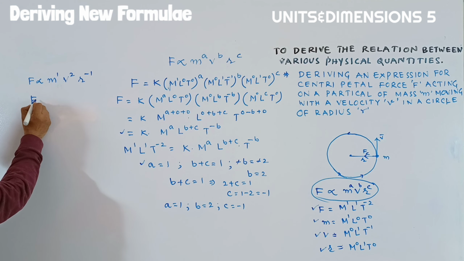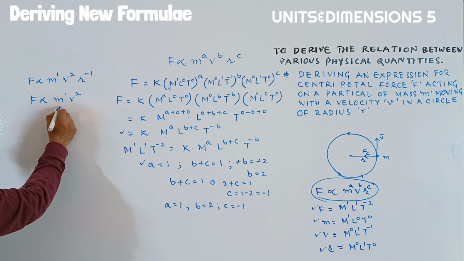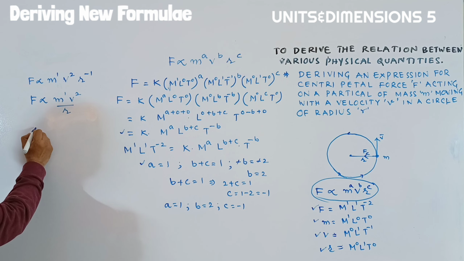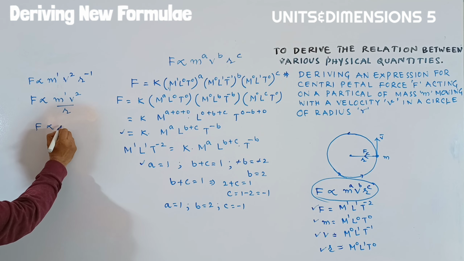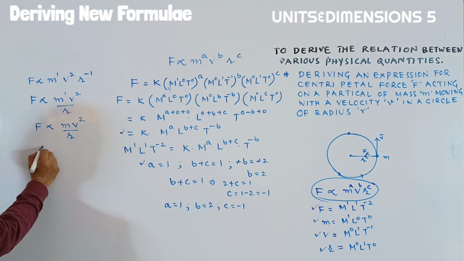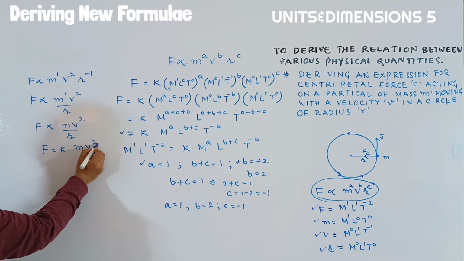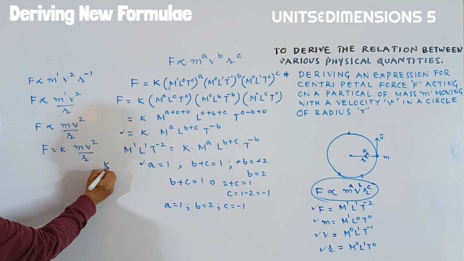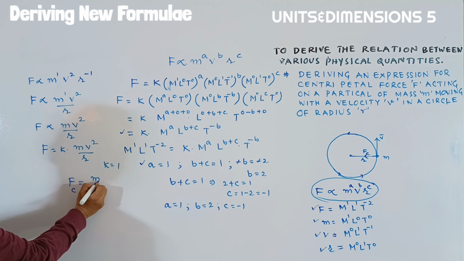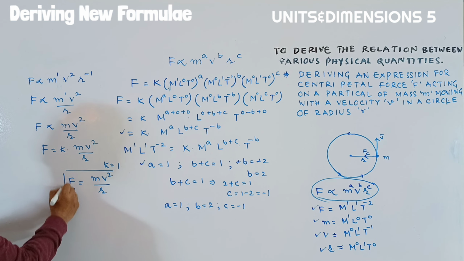Or you can write F is proportional to m to the power of 1, v square by r. Okay, students, m to the power of 1 is m, so F is proportional to m v square by r, or F is equal to k into m v square by r. K is taken as 1. Then centripetal force has a formula of m v square by r.